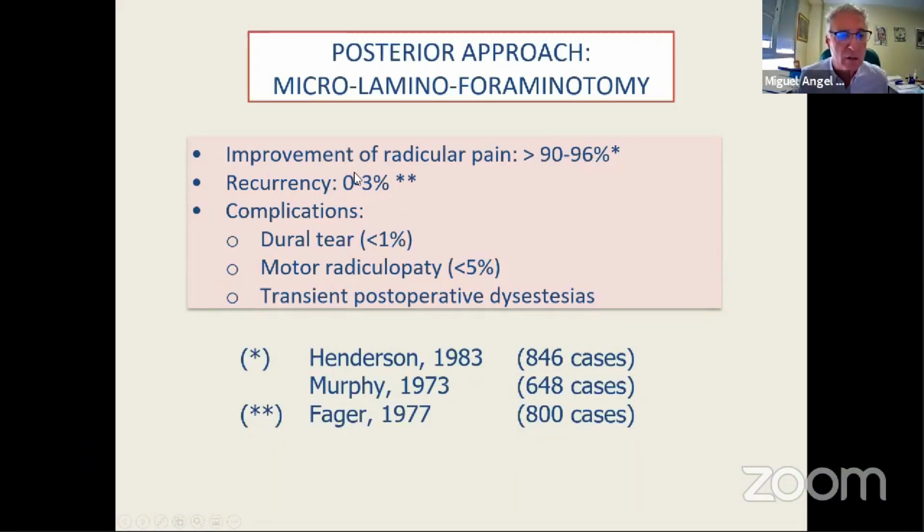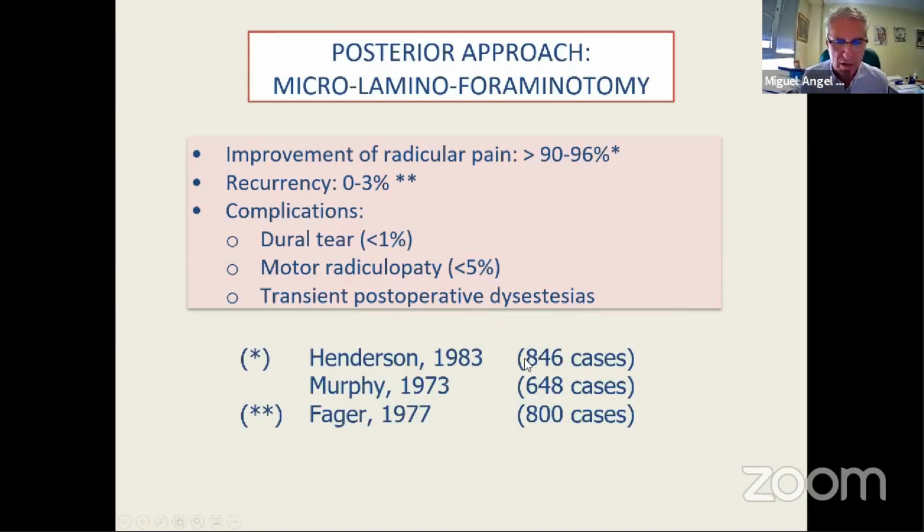Recurrency, unlike lumbar region, is very seldom seen. Complication can be dural tear, motor radiculopathy, and postoperative dysesthesia. It may happen due to the manipulation of the root. So take care when dealing with the root. Do not manipulate so much and take care about the possibility of that kind of complication that usually is not seen at the anterior approach.